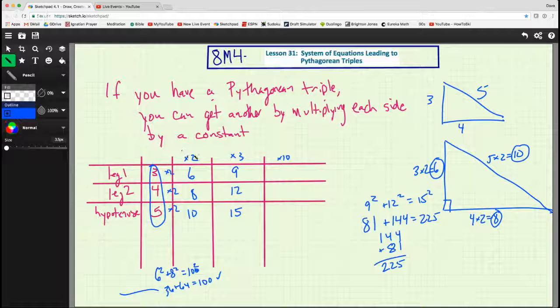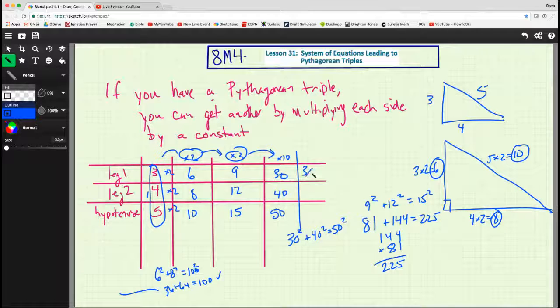So you can see that multiplying each side by a constant, and this is going to be on your homework, by the way, if you have a Pythagorean triple, just multiply by a constant, and you'll still get a Pythagorean triple. So here we got 30, 40, and 50. That's a Pythagorean triple. And you can verify that by verifying that 30 squared plus 40 squared equals 50 squared.